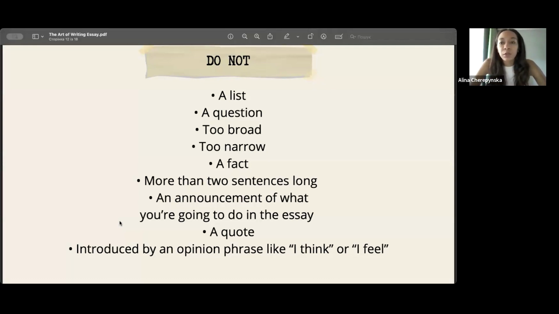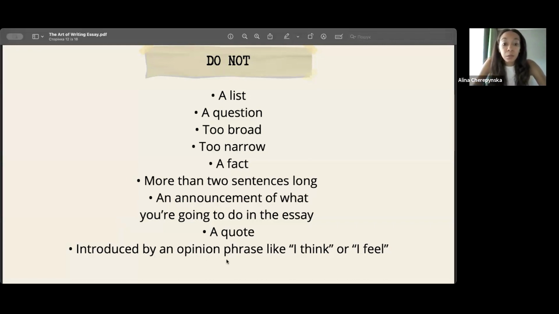This point we have already discussed. It cannot be an announcement. What does it mean, an announcement? In this essay, I will write about. I am going to tell about. This is an announcement. It's absolutely inappropriate for good academic writing.